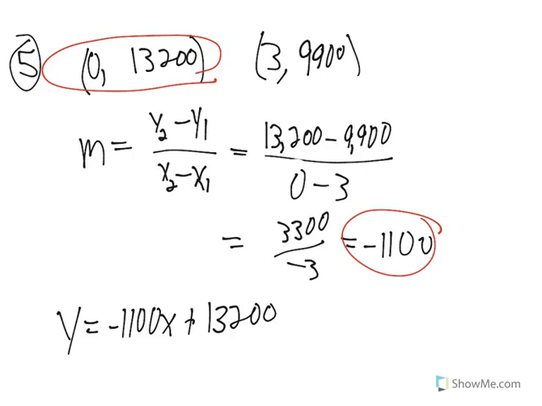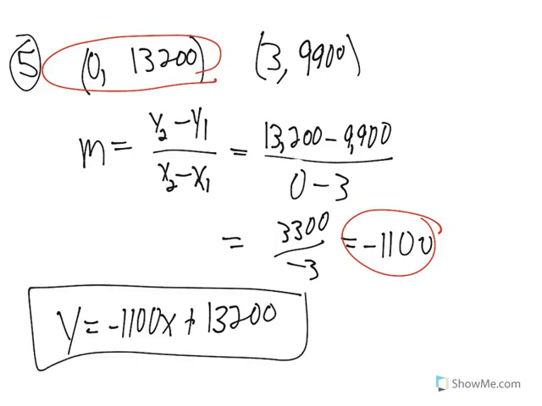Or if we use the variables that they have in the problem, oh wait, no, I did use the variable, sorry. I used x and y. So there you are. There's the linear equation that relates the average value of the automobile y to the year x. Okay. Number 6, similar type problem.